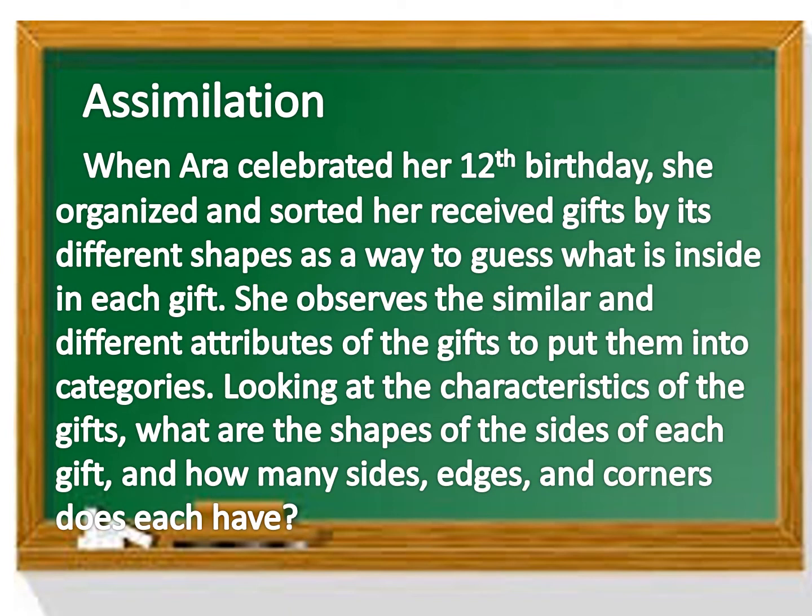Class, let us read the situation. When Ara celebrated her 12th birthday, she organized and sorted her received gifts by its different shapes as a way to guess what is inside each gift. She observes the similar and different attributes of the gifts to put them into categories. Looking at the characteristics of the gifts, what are the shapes of the sides of each gift and how many sides, edges, and corners does each have?